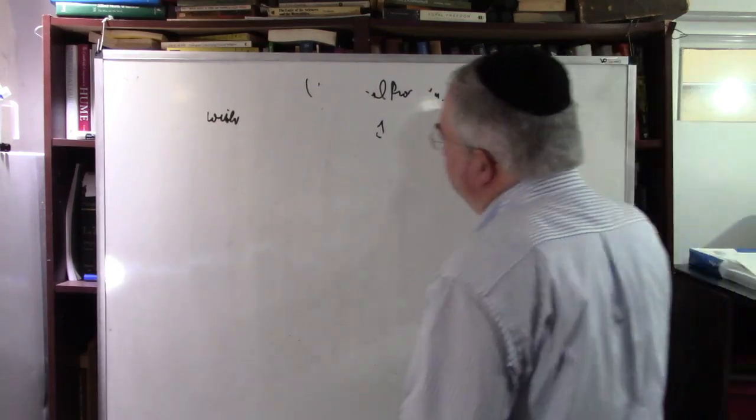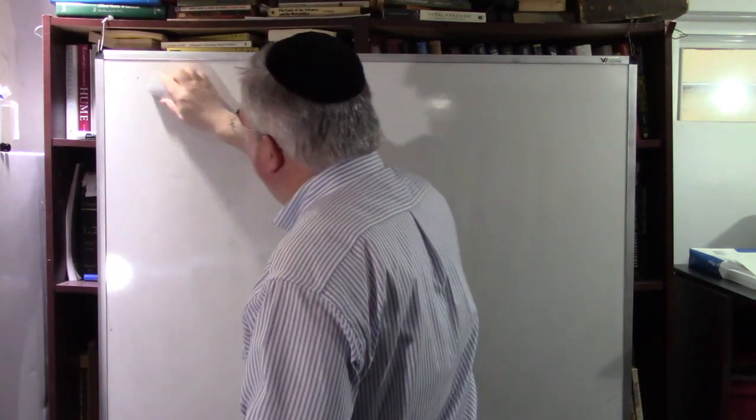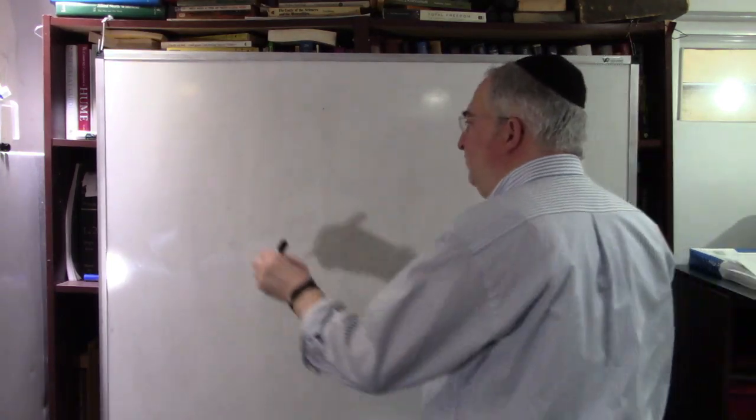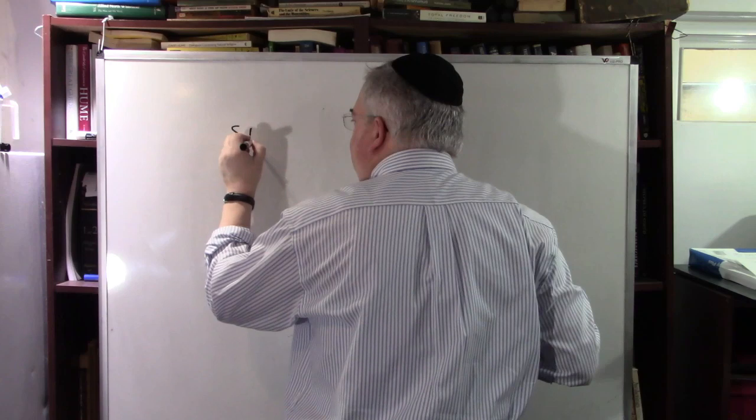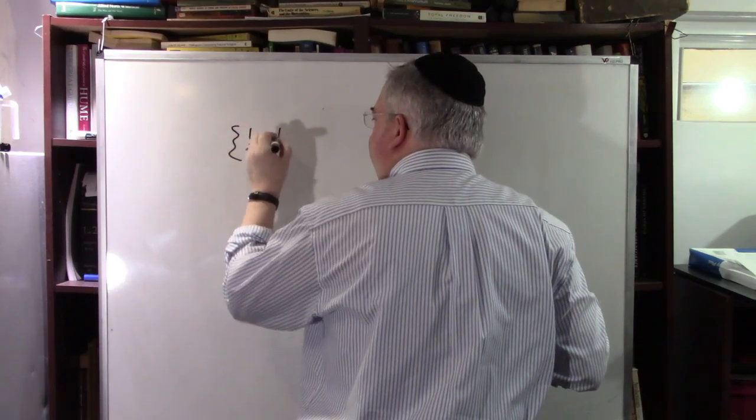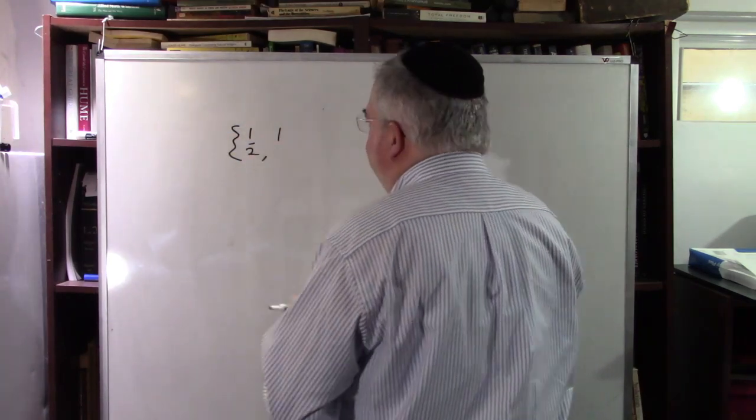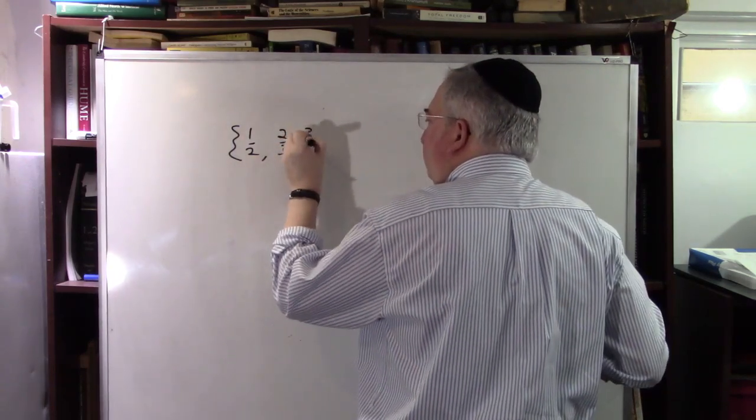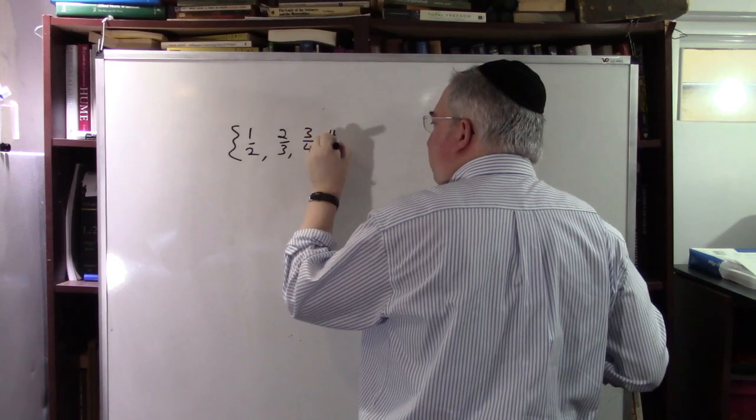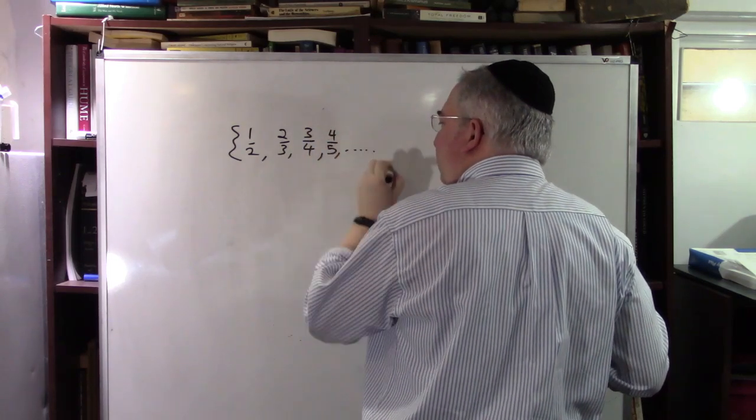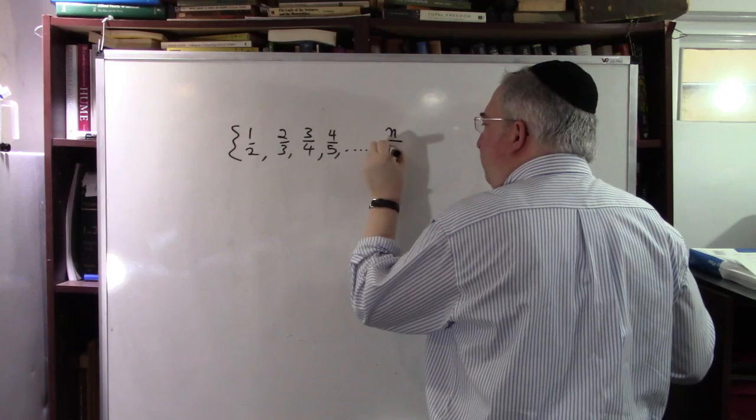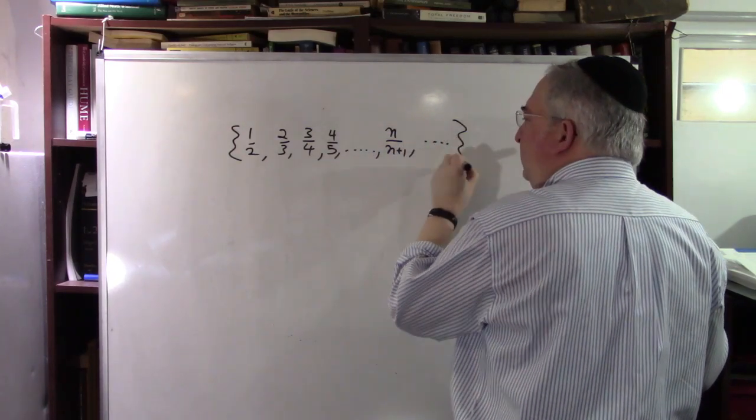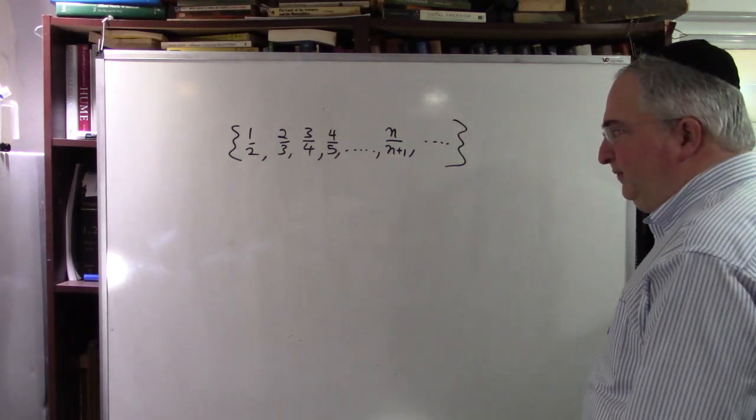In even elementary school, they do this. Okay, and I want to make an analogy between that and this. And the idea is as follows. Take the set, a half, 2/3, 3/4, 4/5, and so on. Okay, basically n over n plus 1. Here's an infinite set.